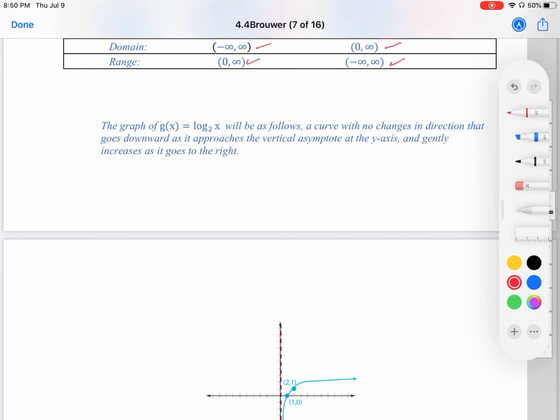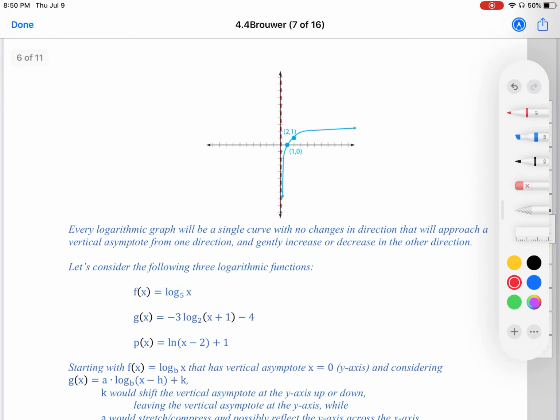The graph of g of x equals log base 2 of x will be as follows: a curve with no changes in direction that goes downward as it approaches a vertical asymptote at the y-axis and gently increases to the right. So here we see we have our vertical asymptote, and we can use 2 points similarly. We have one point that gets closer to the asymptote but never crosses, and we have another point that pulls away.